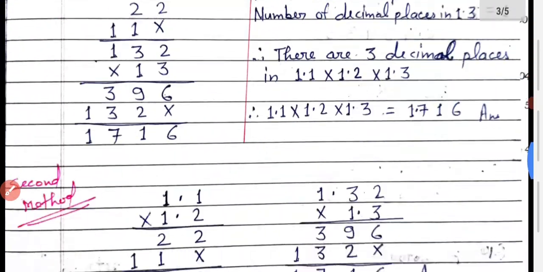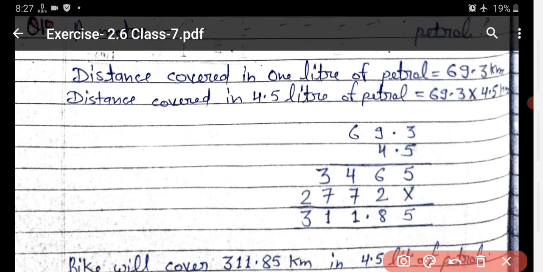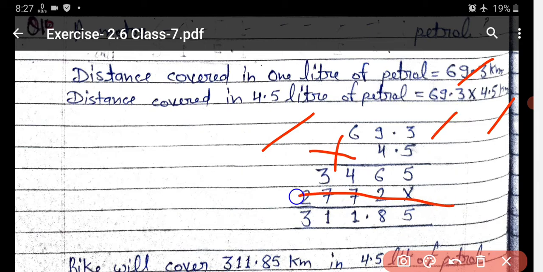Now look at the question. Distance covered in 1 liter of petrol is this much. Distance covered is for 4.5 liters. In 1 liter you travel this much. If you have 4.5 liters then you will travel more. In more you have to do multiplication. Now do normal multiplication, 69.3 by 4 by 5, and you get that answer.